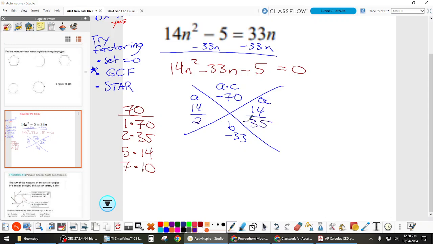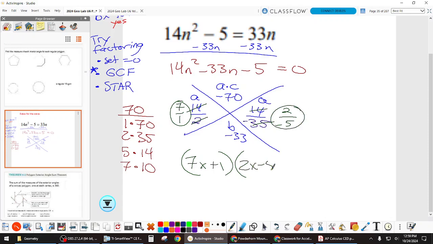Okay? And then we see if we can reduce either of these. This one does reduce. So 2 goes into both of them. So we'll get 7x plus 1. How about 14 and 35? Does anything go into both of them? Yeah, 7 does, actually. So we get 2 and negative 5. Okay. All right, so there's the factored version.